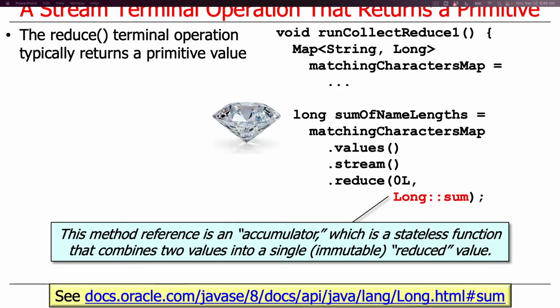And then the second parameter is what's known as an accumulator. And this is a stateless function that combines two values into a single so-called immutable reduced value. And the fact that it's immutable is really important. I won't spend a lot of time on this right now, but when we talk later about parallel streams, you'll see why the assumption of immutability is super important. Immutability is just a fancy way of saying once the value is set, it can't be changed, or it shouldn't be changed. Or if it changes, then problems are going to arise.